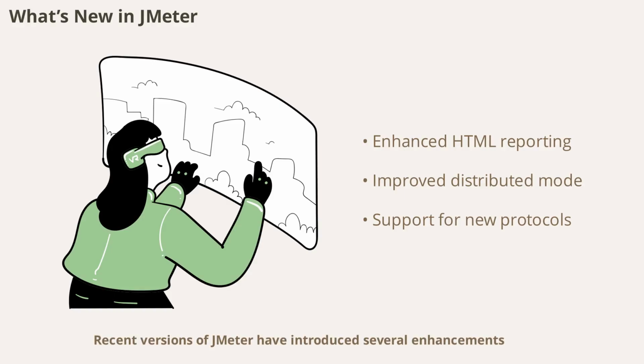Recent versions of JMeter have introduced several enhancements, including improved HTML reporting, better support for distributed mode, and compatibility with new HTTP protocols and JSON assertions. Staying updated with the latest features ensures you get the most out of your testing efforts.